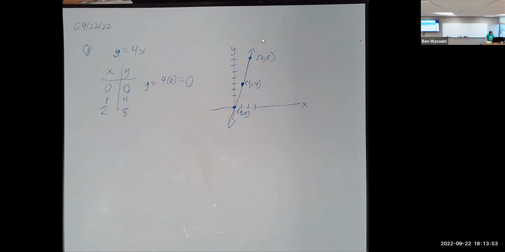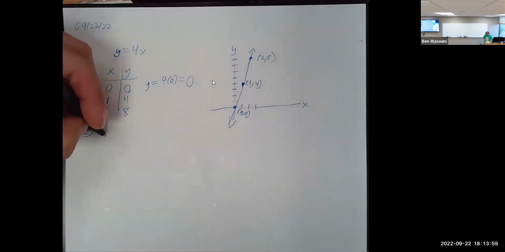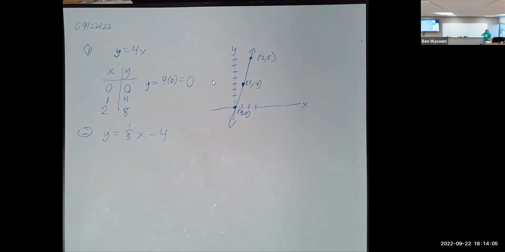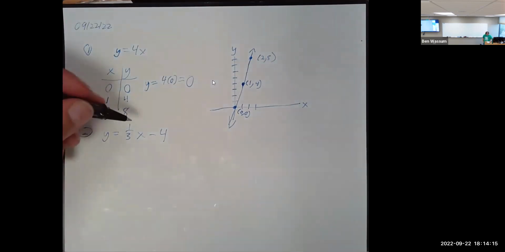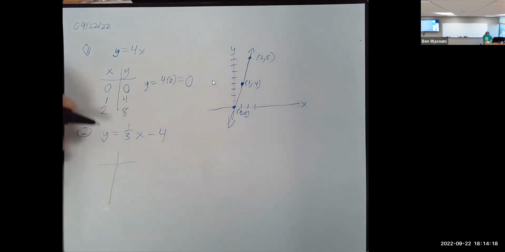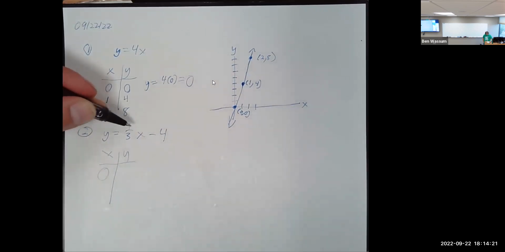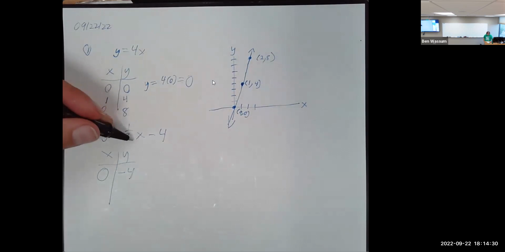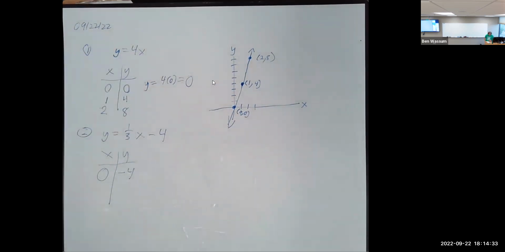Now, the next one is y equals 1/3 x minus 4. And I made sure to have one with a fraction in here because my 0, 1, and 2 aren't going to work out too nicely. 0 is still going to work out nicely, don't get me wrong, because 1/3 of 0 is 0, and 0 minus 4 is minus 4. So if I plug in the 0, this thing just goes away, and that's what I have left. The other ones, well, not quite as easy, right?